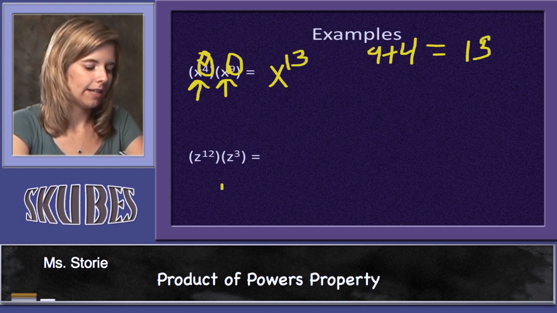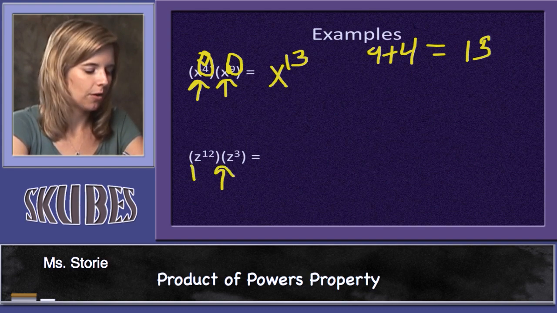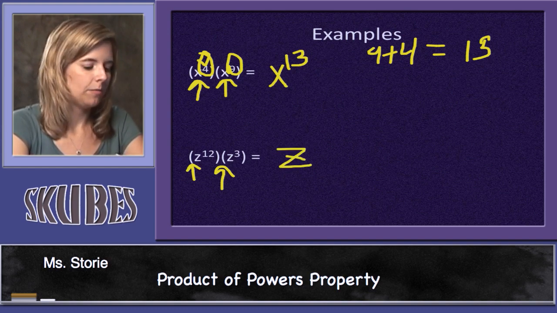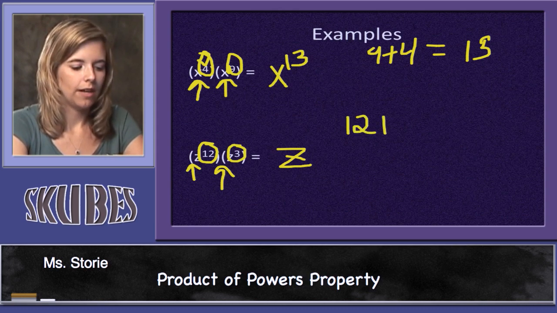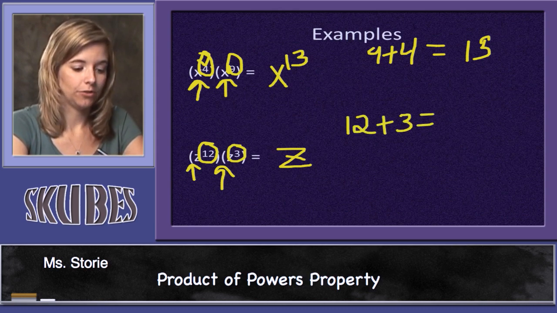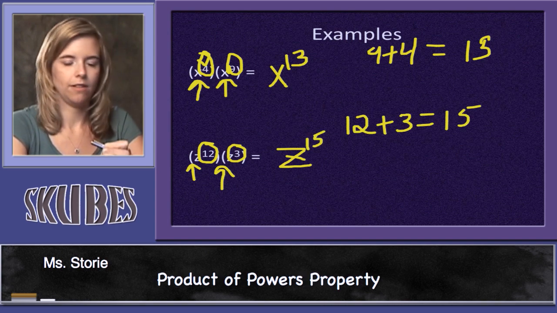Now here, again, it's telling you to multiply them, which you do actually multiply with the coefficients. You've got coefficients of 1. So 1 times 1 is still 1. So you've got 1 of the z's. And then because they're telling you to multiply, you really don't multiply the exponents, because exponents live by different rules. You're actually adding those exponents. So you're going to take 12 and add 3 to it, and you should get 15. So you should have z to the 15th.